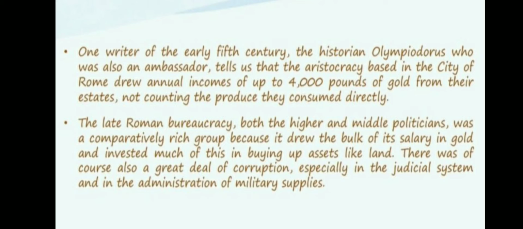The late Roman bureaucracy, both the higher and middle levels, was a comparatively rich group because it drew the bulk of its salary in gold and invested much of this in buying assets like land. There was, of course, also a great deal of corruption, especially in the judicial system and in the administration of military supply. The extortion of the higher bureaucracy and the greed of provincial governors were proverbial, but government intervened repeatedly to curb these forms of corruption.